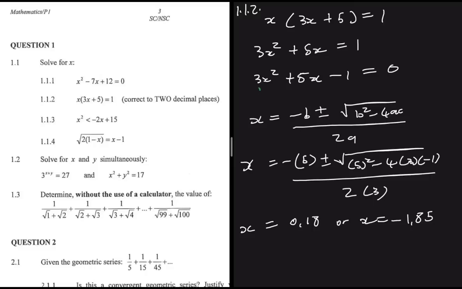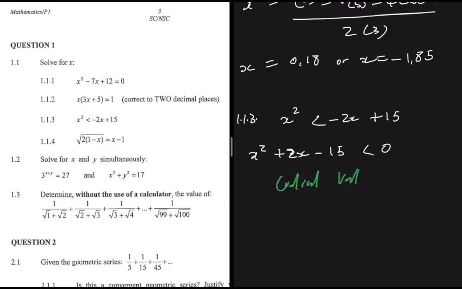Let's see if we can do 1.1.3, right? It looks a bit more interesting. So for 1.1.3, we have x squared, which is less than minus 2x plus 15. Let's take minus 2x plus 15 to the left hand side and see what we get. We're going to have x squared plus 2x minus 15 being less than 0. What can we do now? Critical values. We need our critical values, right? So to find our critical values, we're going to say x squared plus 2x minus 15 is equal to 0.